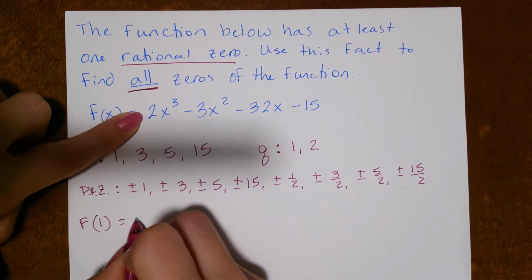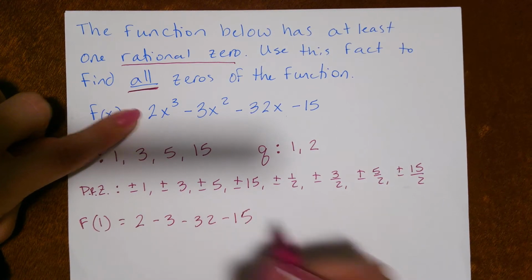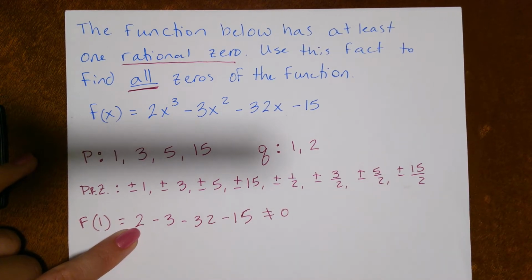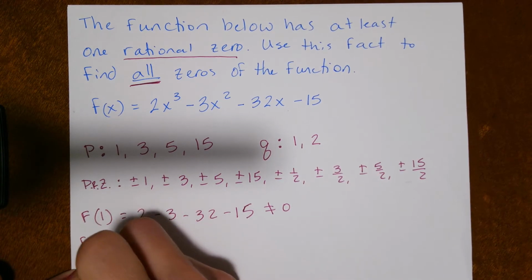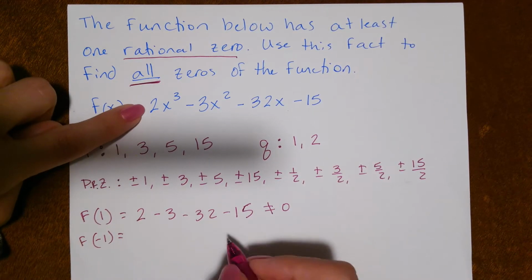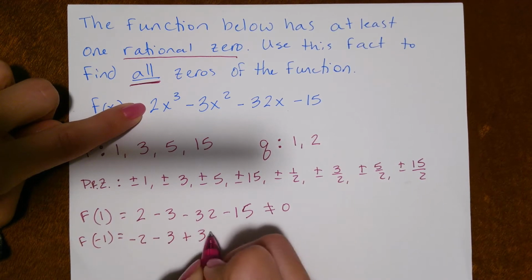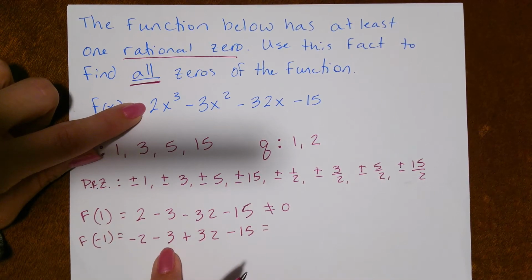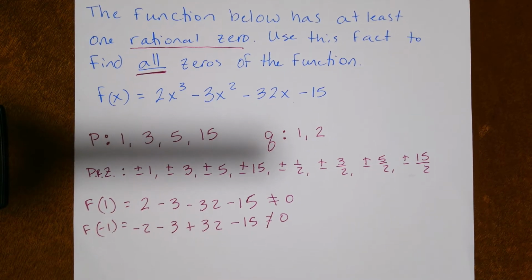When I plug in 1, this gives me 2 minus 3 minus 32 minus 15. I got 2 minus all of these numbers. There's no way that's going to give me 0. So positive 1 is not a 0. So I'm going to go to negative 1. F of negative 1. That'll give me negative 2 minus 3 plus 32 minus 15. Negative 2 minus 3 is negative 5, minus 15 is negative 20, plus 32 is not 0, and I need it to be. So negative 1 isn't a 0 either.